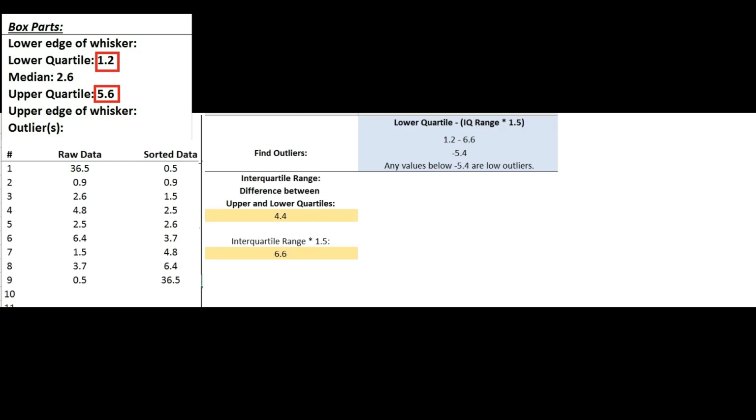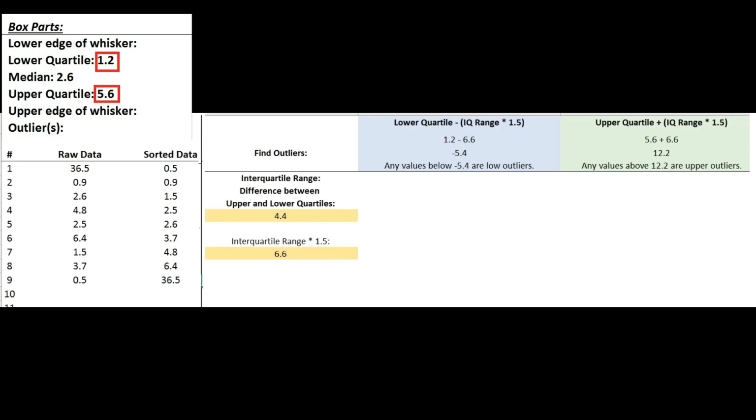What does that tell me? Any values less than negative 5.4 are our low outliers, okay? So if you look at this chart, I've already listed all the numbers less than negative 5.4, and you see how it's blank? There's nothing there. We don't have any low outliers. But let's look at the other side of this. Now, our upper quartile plus the interquartile range times 1.5, 5.6 is our upper quartile. And then we add that 6.6, 12.2. So any values above 12.2 are upper outliers.